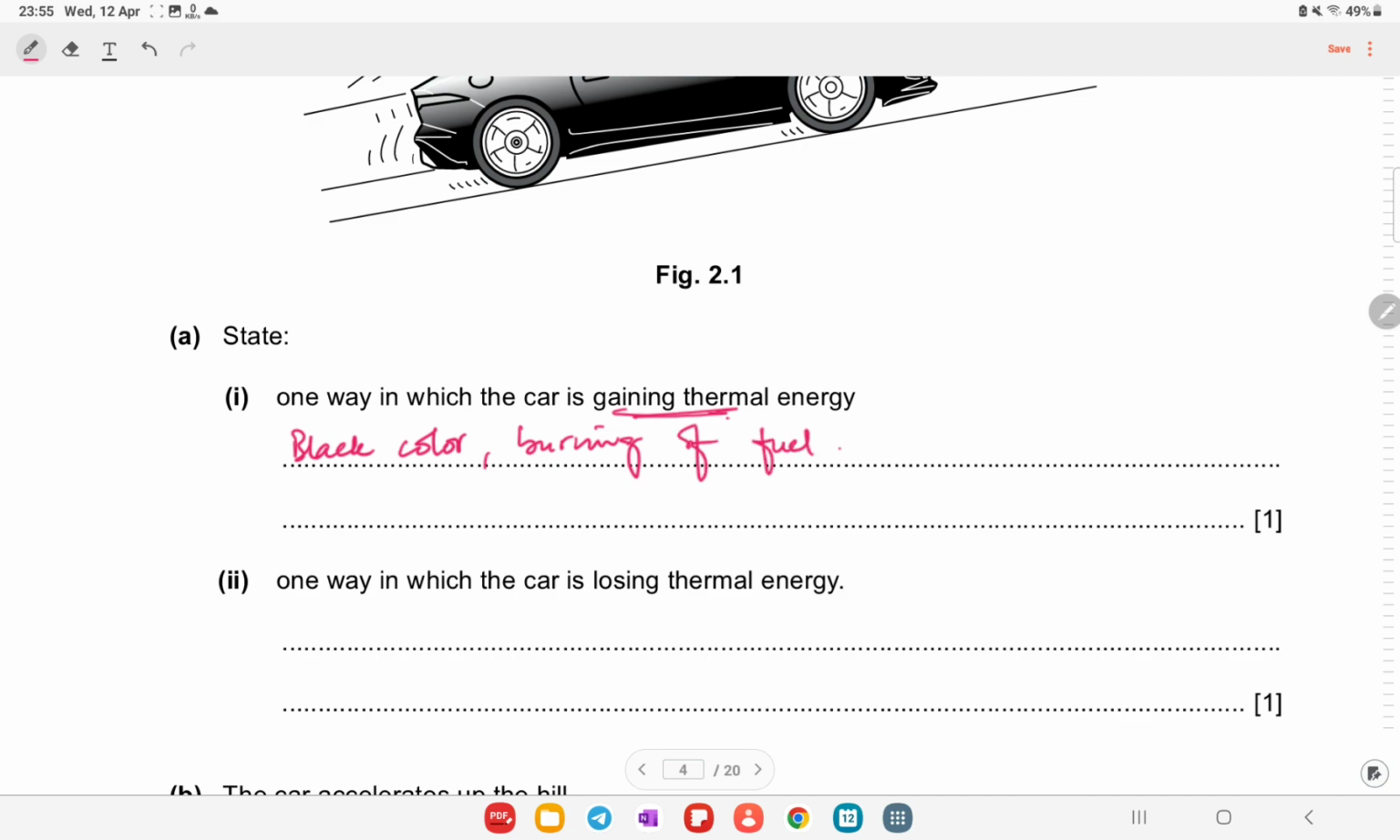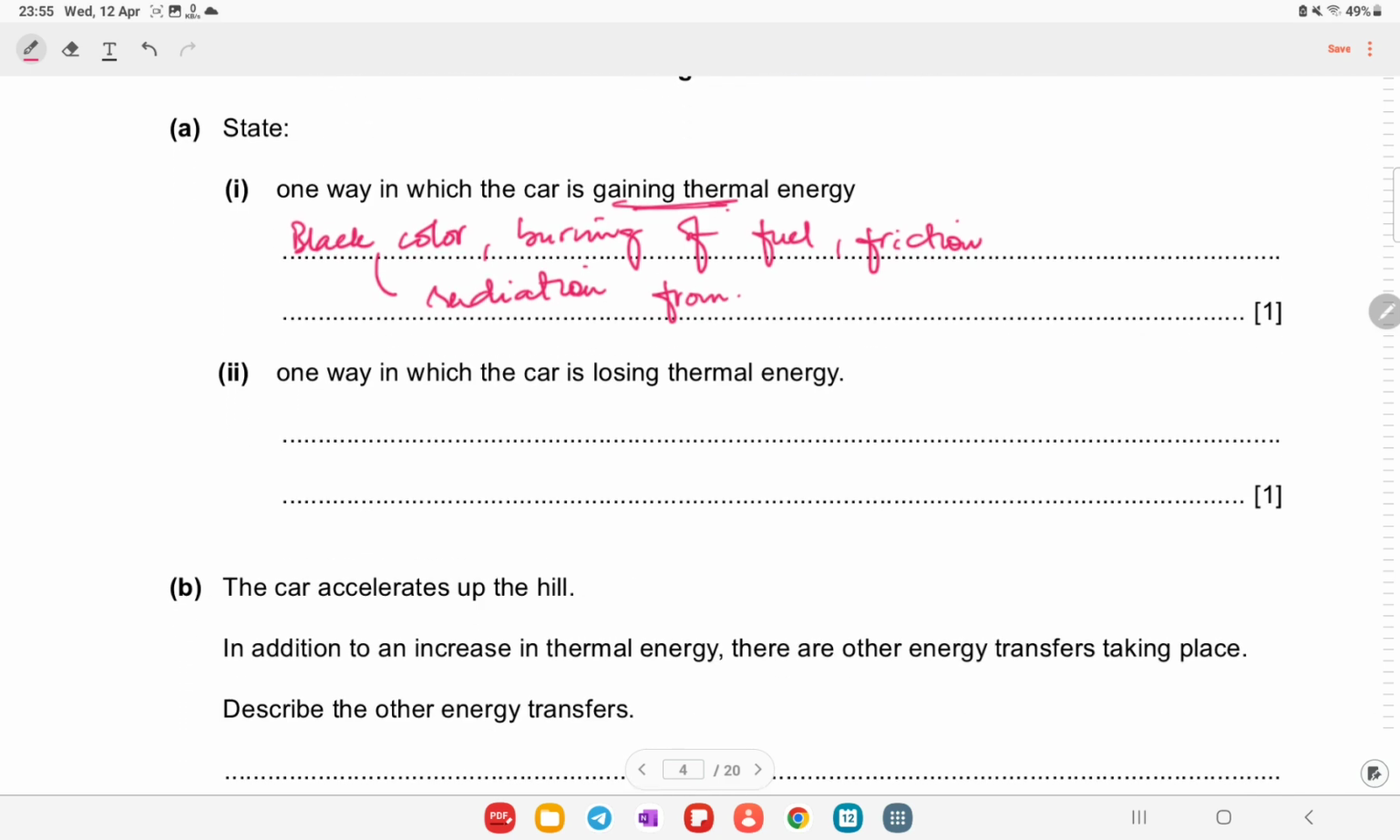It can be the friction, and the black color is basically the radiation from the sun. So it's a one mark question. You guys can write any of these points. One way in which the car is losing thermal energy: the car is losing thermal energy by the process of radiation, because the black color has absorbed the heat. So now it's going to radiate the heat.